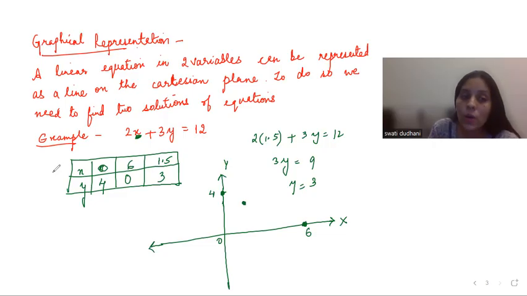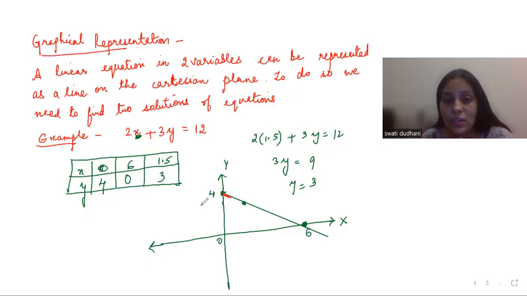Once we plot all the 3 points, we just need to join all of them. This is how we join, and then you can extend. So this is the graphical representation of this equation. All the points that you have on this graph, see this point, this point, this point, each and every point is a solution. That is why we say that a linear equation in two variables has infinitely many solutions. So I hope this is clear.